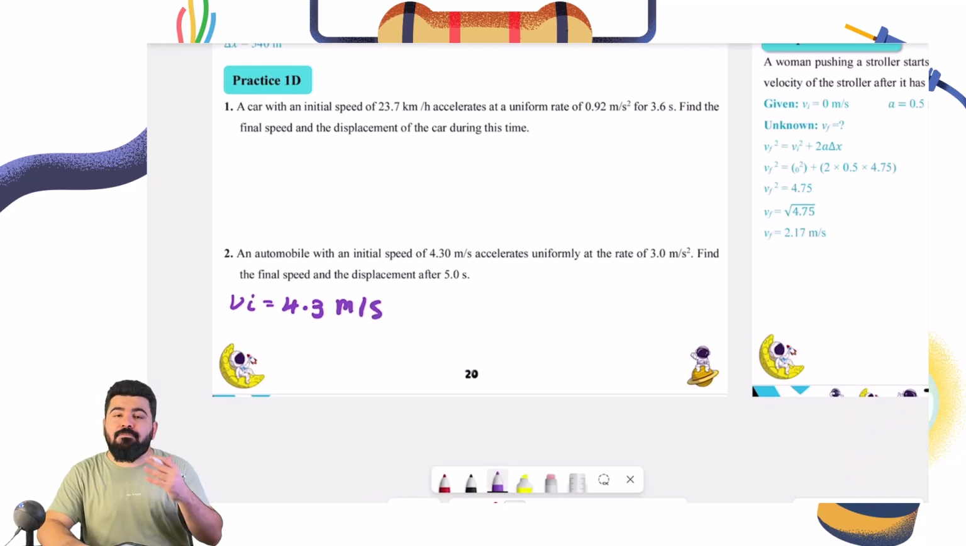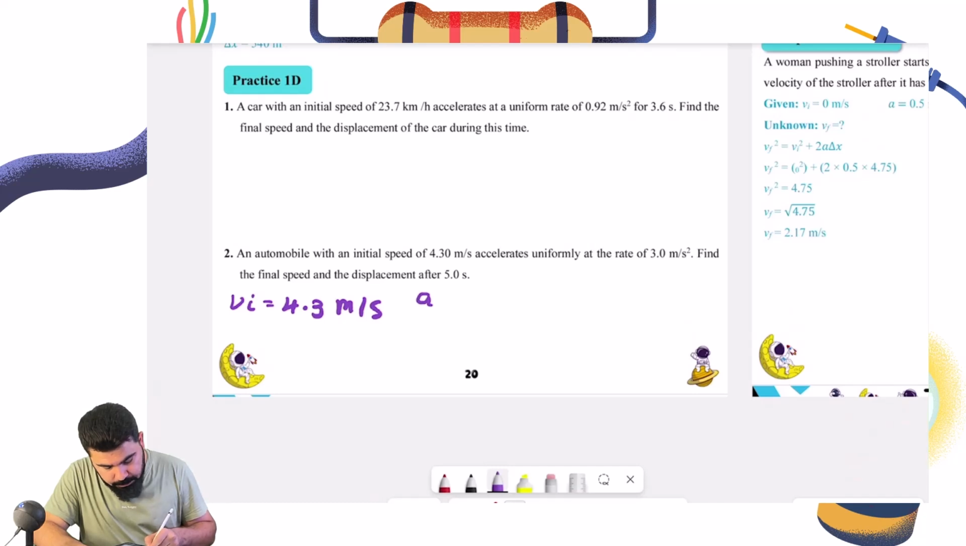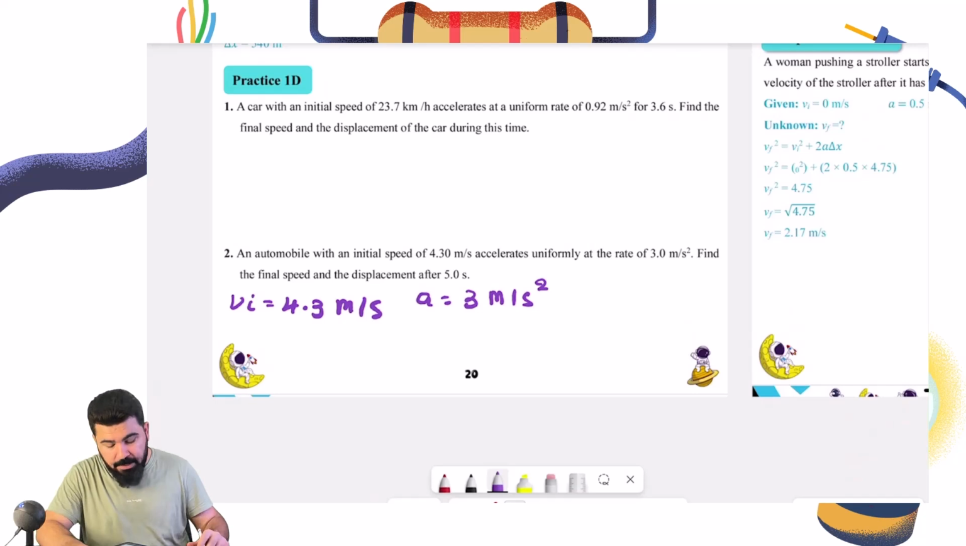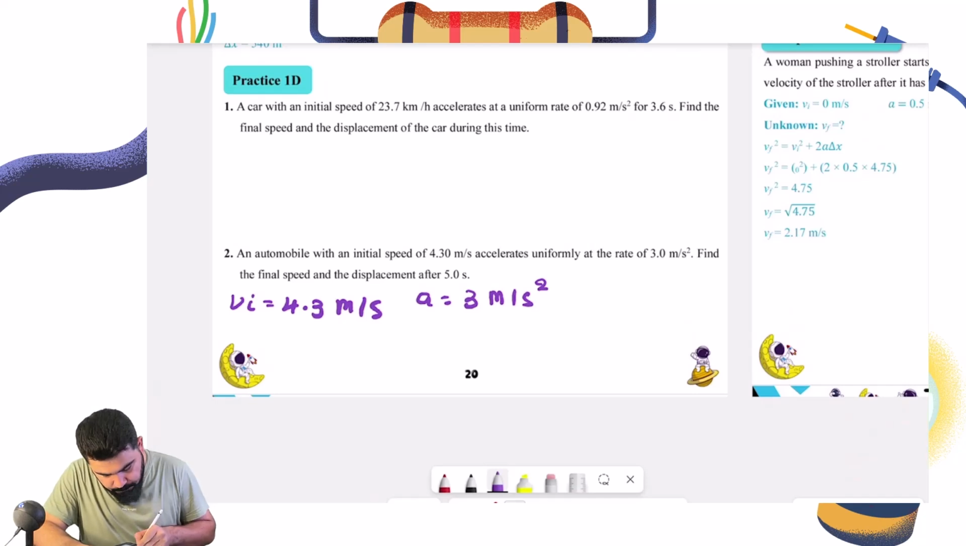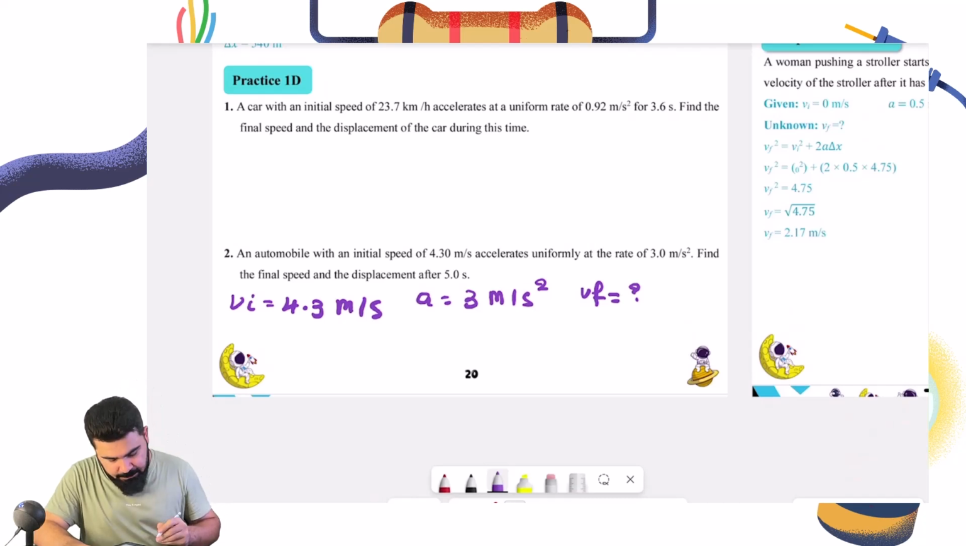Okay, accelerates, so next we have acceleration. Accelerates uniformly at the rate of 3 meter per second squared. Find the final speed. It already tells us to find V final. So V final is equal to what? And the displacement, so delta x is equal to what? If we know that delta t is equal to 5 seconds.